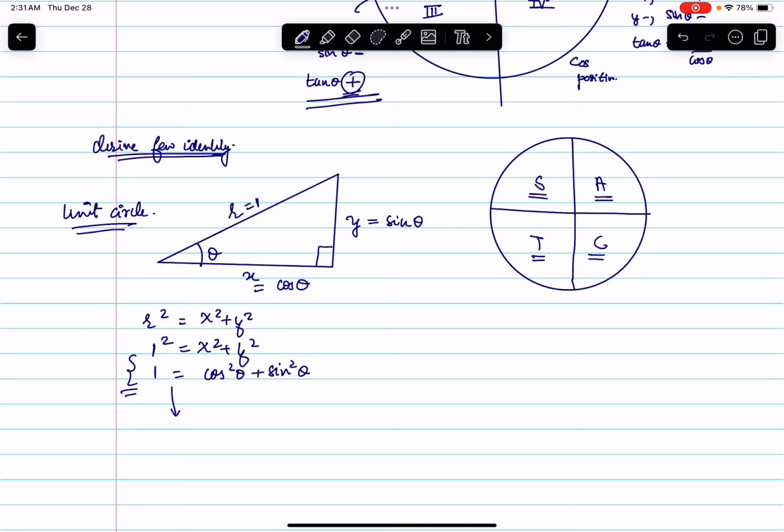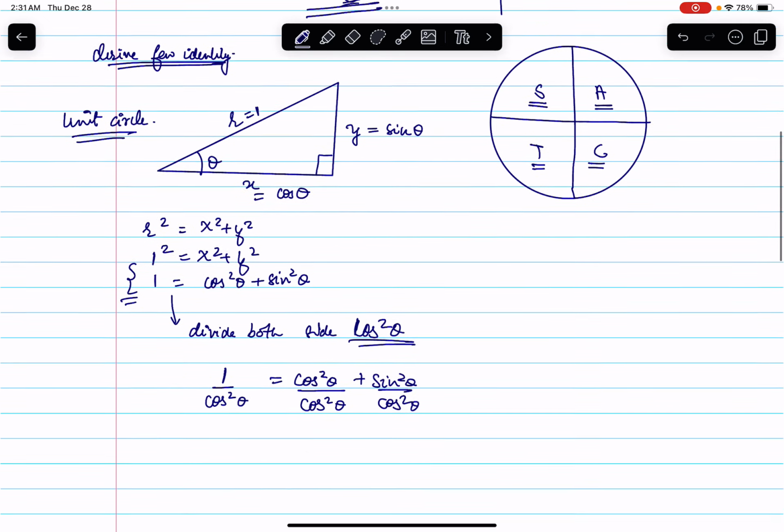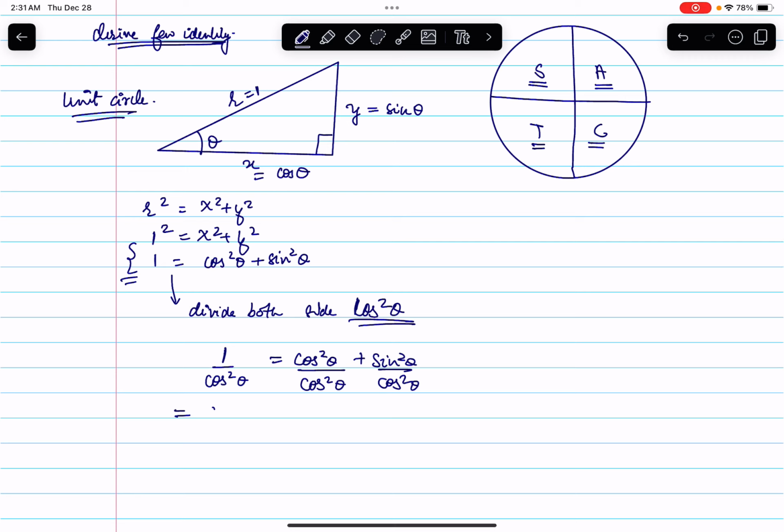Now let's divide both sides by cosine squared of theta. This means that 1 divided by cosine squared of theta is equal to cosine squared theta divided by cosine squared theta plus sine squared theta divided by cosine squared of theta. And we know that 1 divided by cosine squared theta is equal to secant squared theta, which is 1 plus tan squared theta. That's how you get this identity.